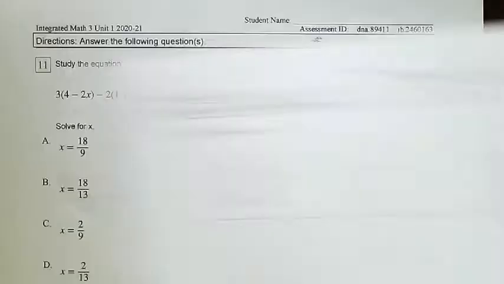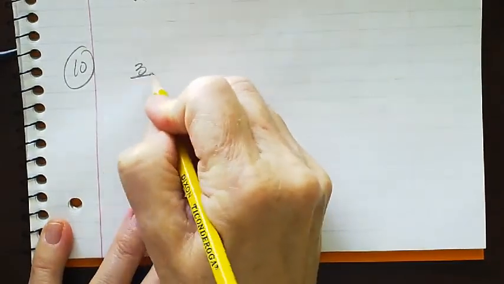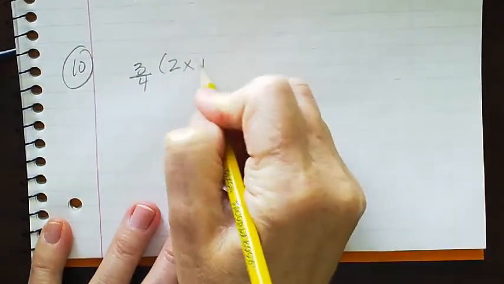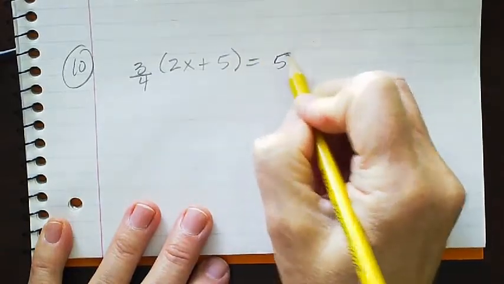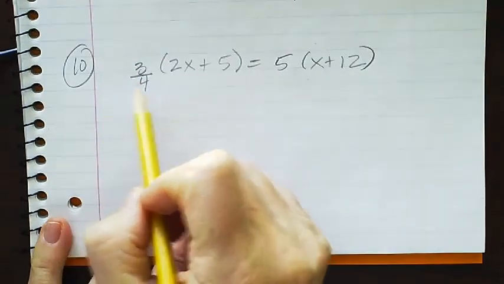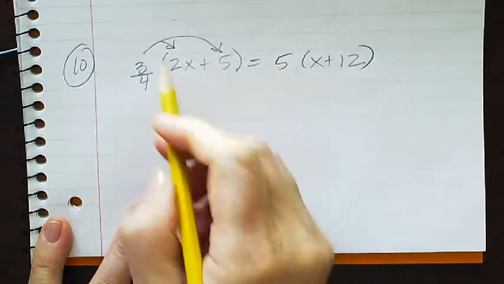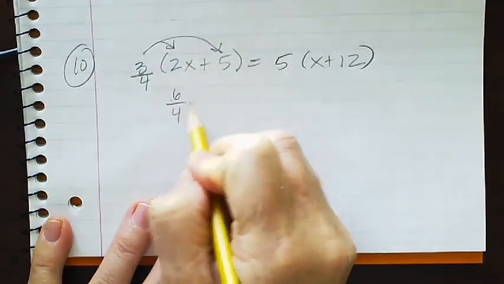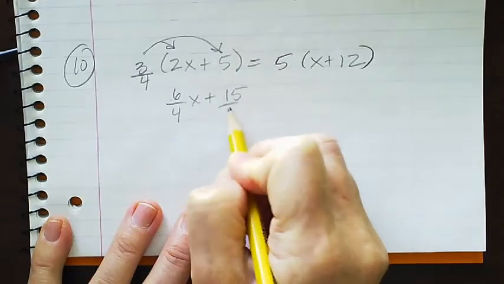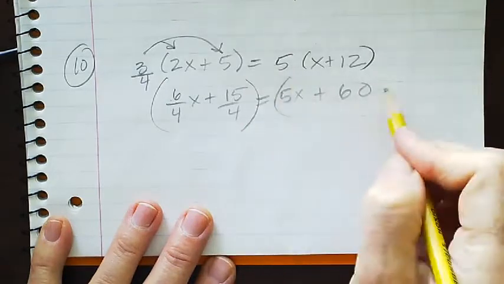Okay, and then for 10 and 11, you may have just made an algebraic mistake. So I'll do those really quickly. I didn't see anybody get rid of the fractions, and I'm going to get rid of the fractions to make life a little bit easier. So I'm going to go ahead and distribute 3/4. So that would give me 6/4 x plus 15/4 equals 5x plus 60. And then I'm just going to multiply by 4.